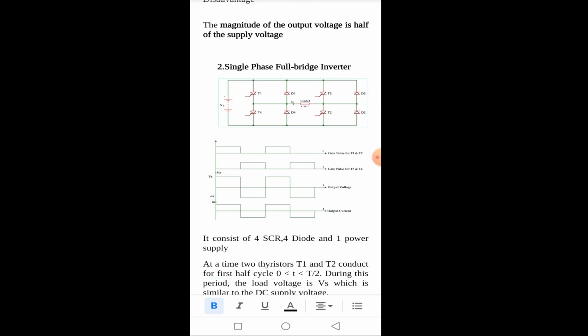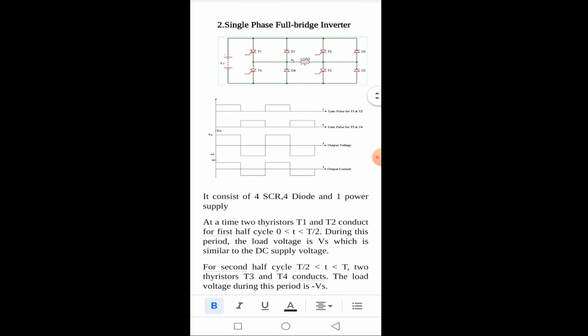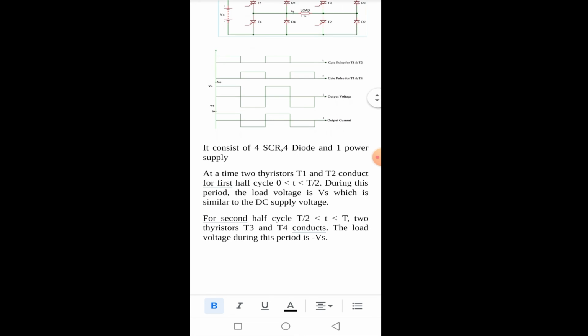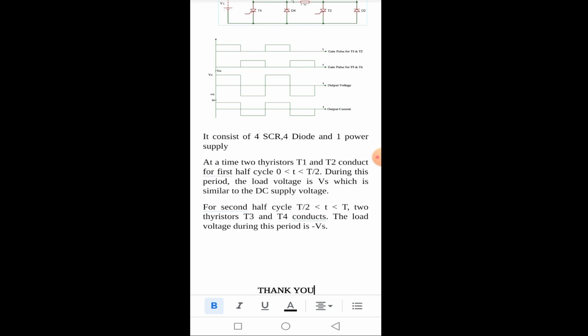At a time, two thyristors will conduct, that is T1, T2 and T3, T4. During the time interval 0 to T by 2, T1 and T2 conduct. During this period, the load voltage is similar to the DC supply voltage. For the second half cycle, that is from time interval T by 2 to T, two thyristors, that is T3 and T4, conduct. The output voltage is minus Vs.